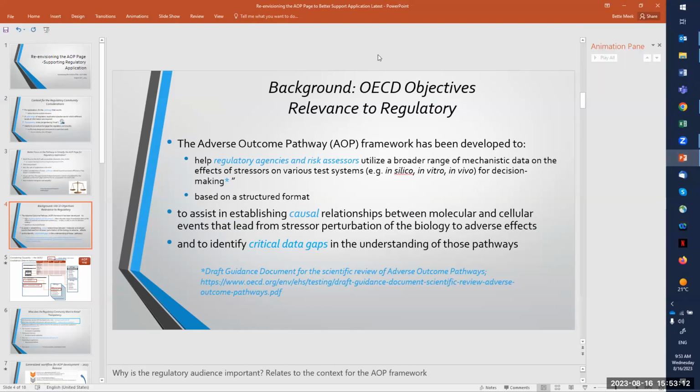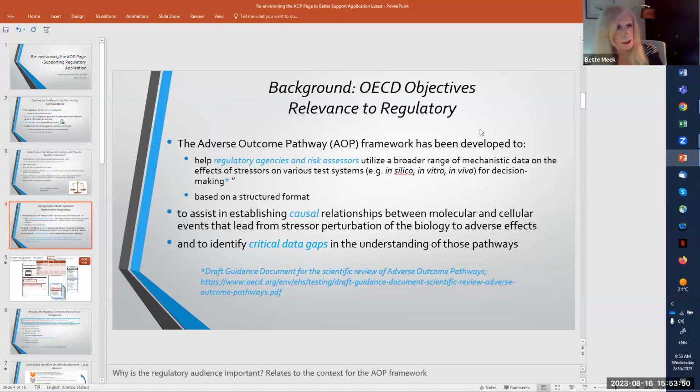I'm seeing background, OECD objectives, relevance. Right. So I wanted to talk about the background in terms of OECD objectives and relevance to regulatory, because I know there's been discussions earlier in some of these groups about what the target audience is for the AOP wiki. Should it be a more laissez-faire, wiki-based collaborative platform? And we've always considered the regulatory audience to be an important audience because it really relates to the context for the AOP framework.